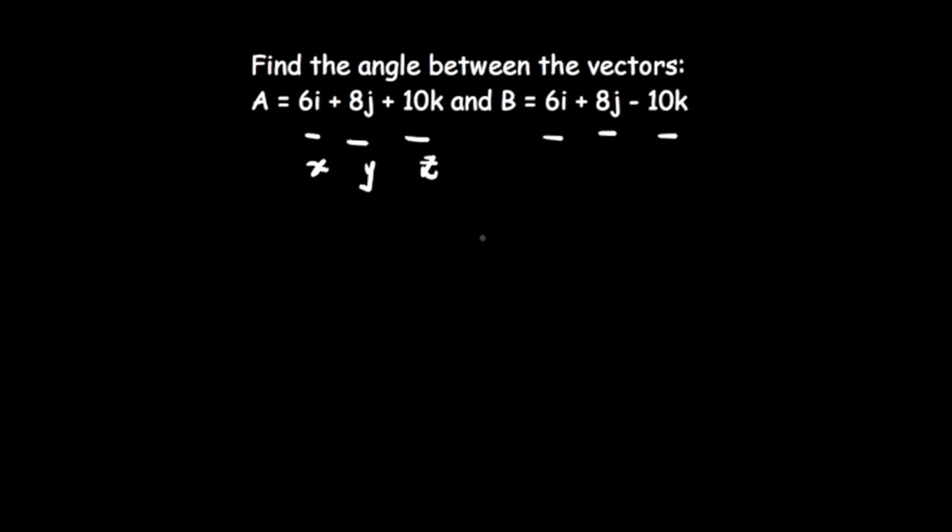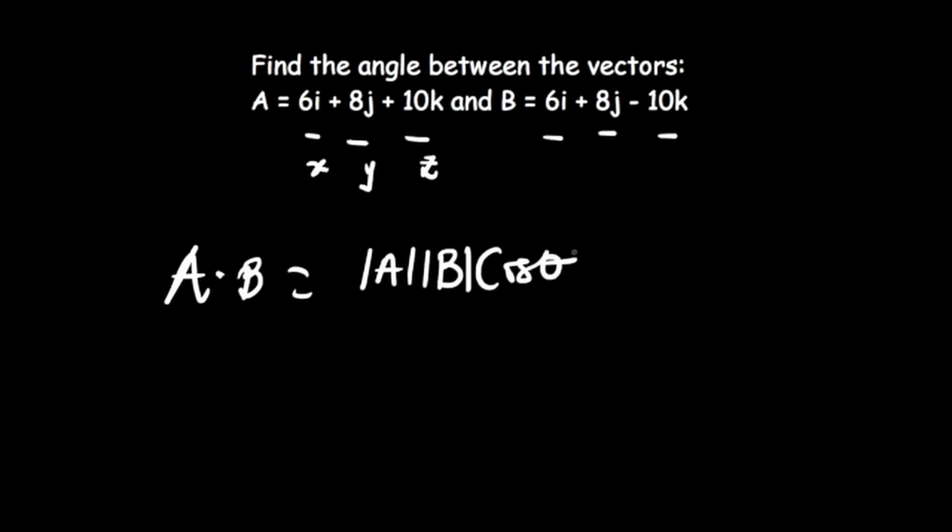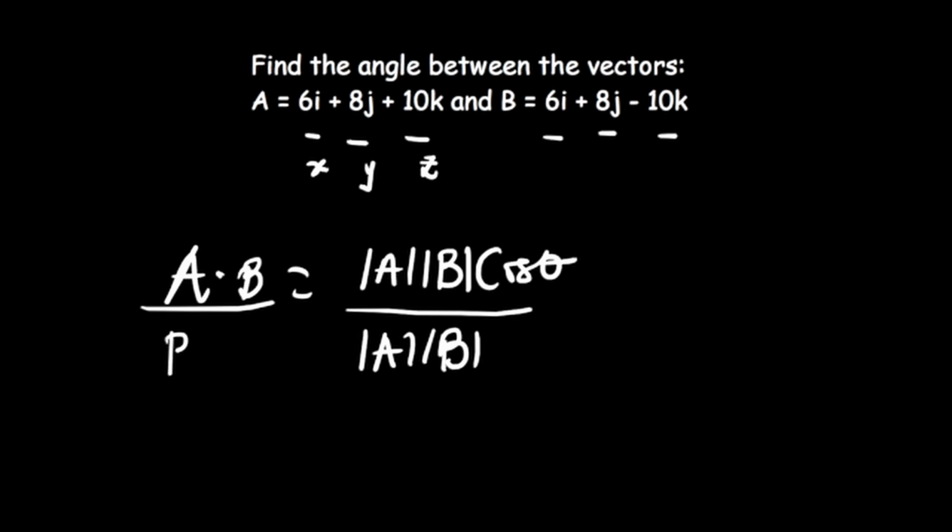Now, whenever you are asked to find the angle between two vectors, this is a formula that you must know. A dot B equals the magnitude of A multiplied by the magnitude of B multiplied by cos theta. To isolate theta, you simply divide both sides by the magnitude of A and the magnitude of B.